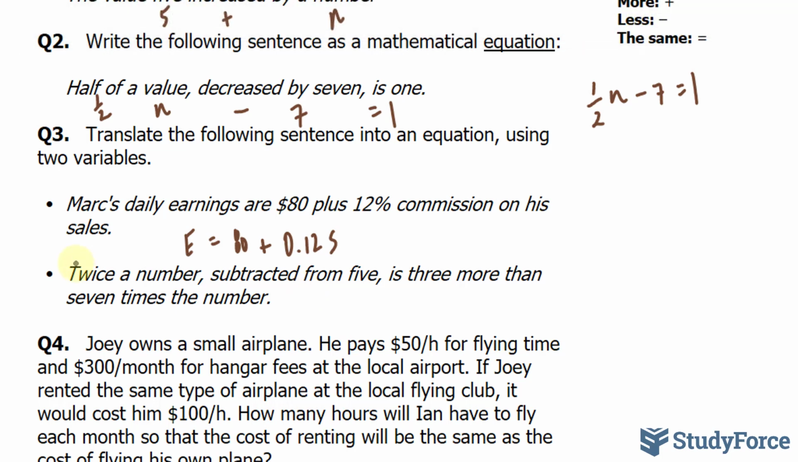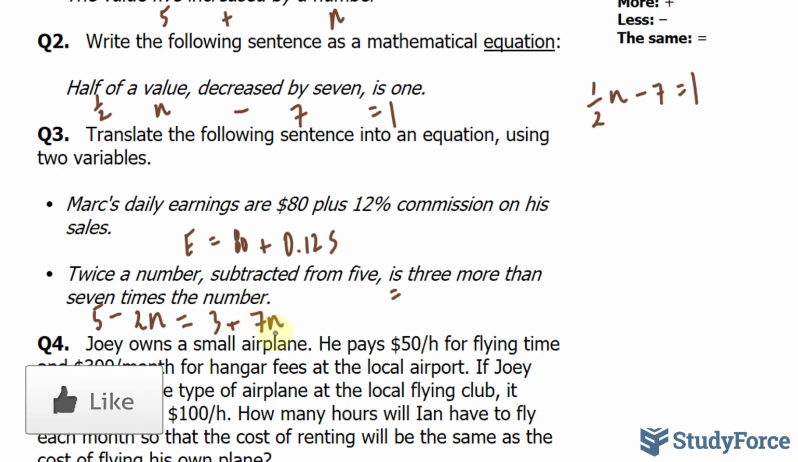In the other example, it reads twice a number, twice meaning 2 times a number that we don't know, which I'll represent with the letter n, subtracted from 5, meaning that we start with 5 and we're taking away 2 times n, is 3 more than 7 times the number. Is means equal, 3 more represents plus, than 7 times a number, plus 7n. And you might have noticed that there's only one variable here, and that's all we need for this example.